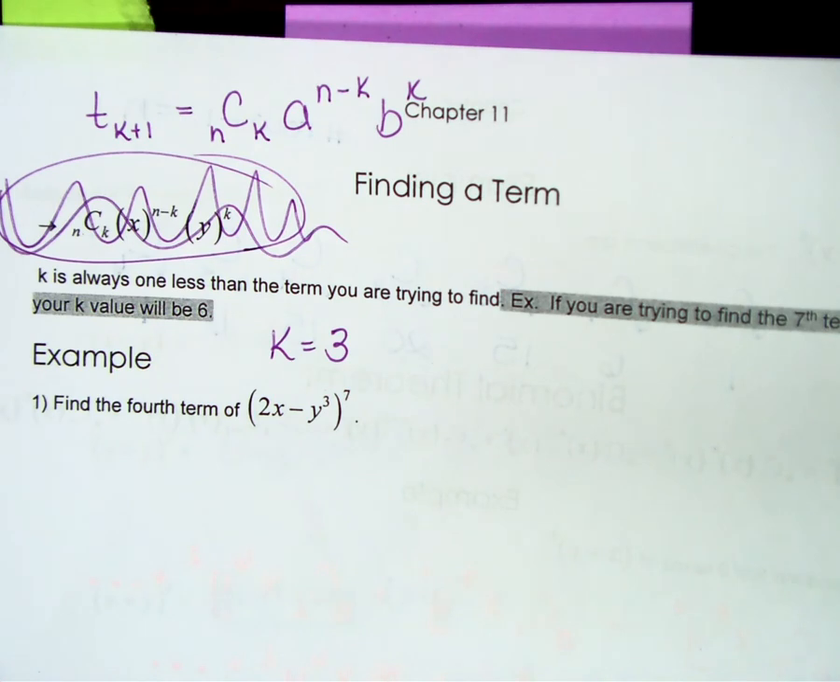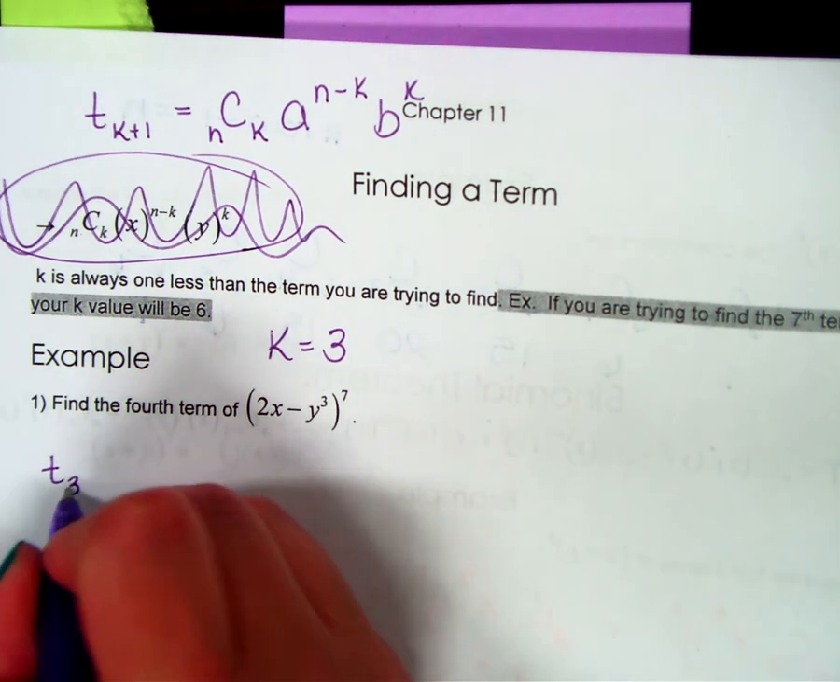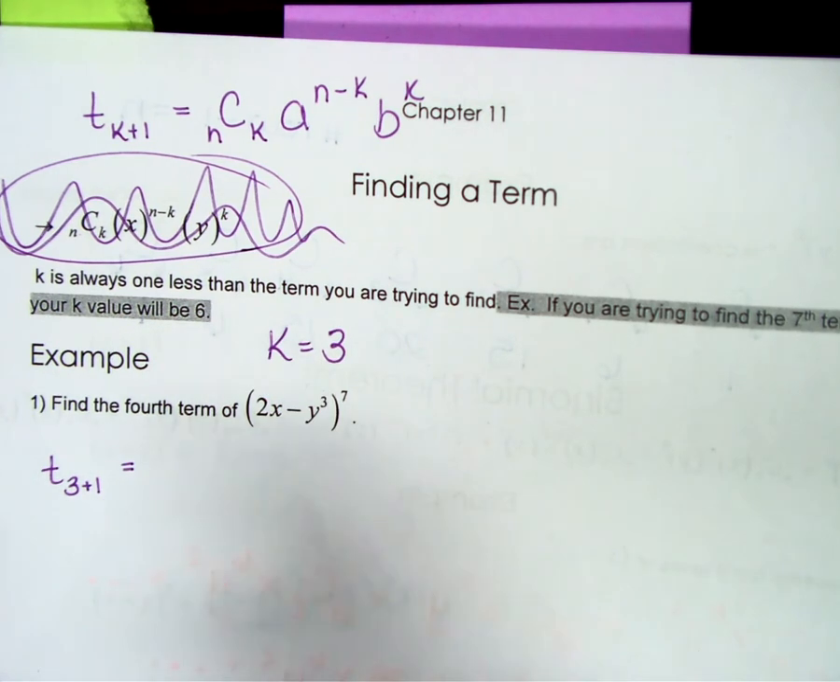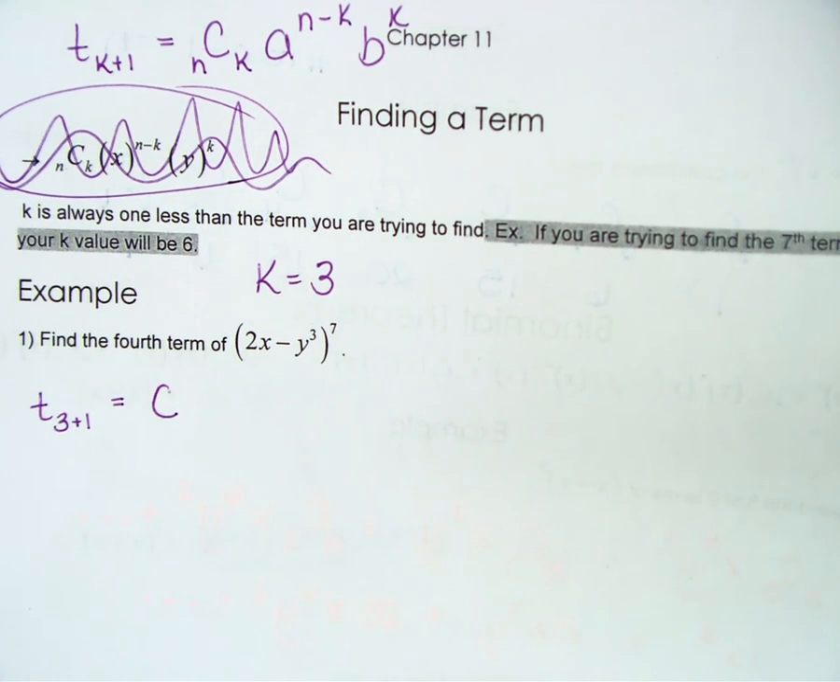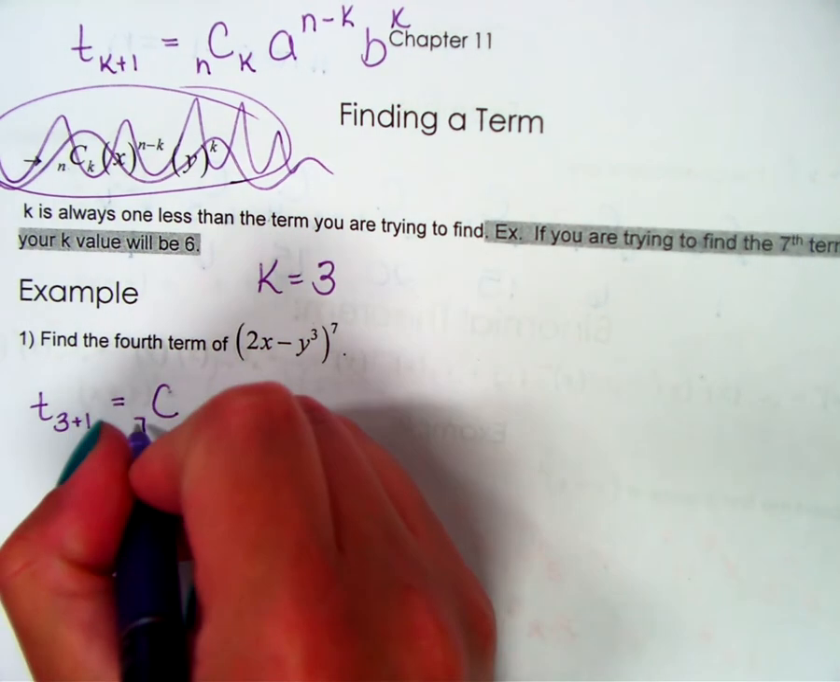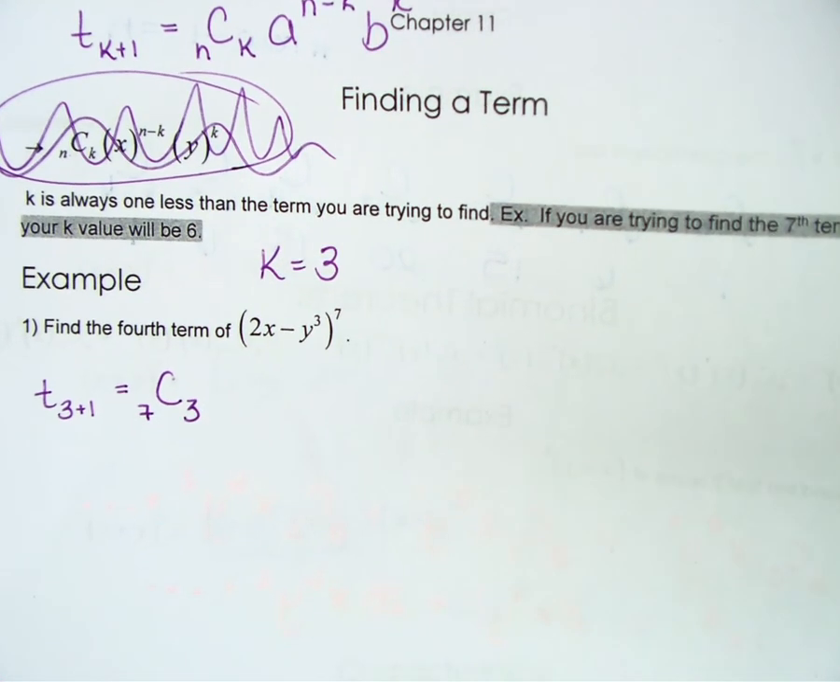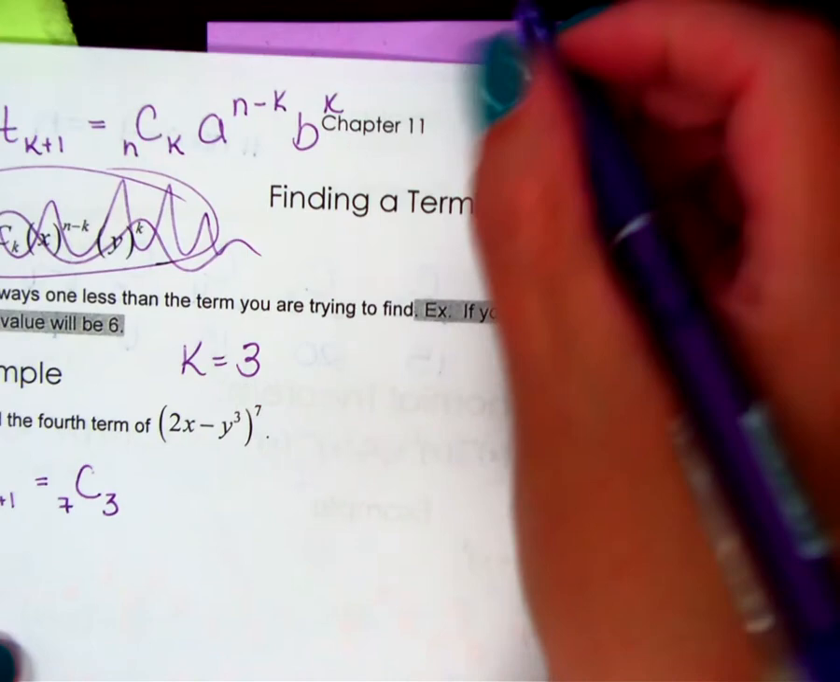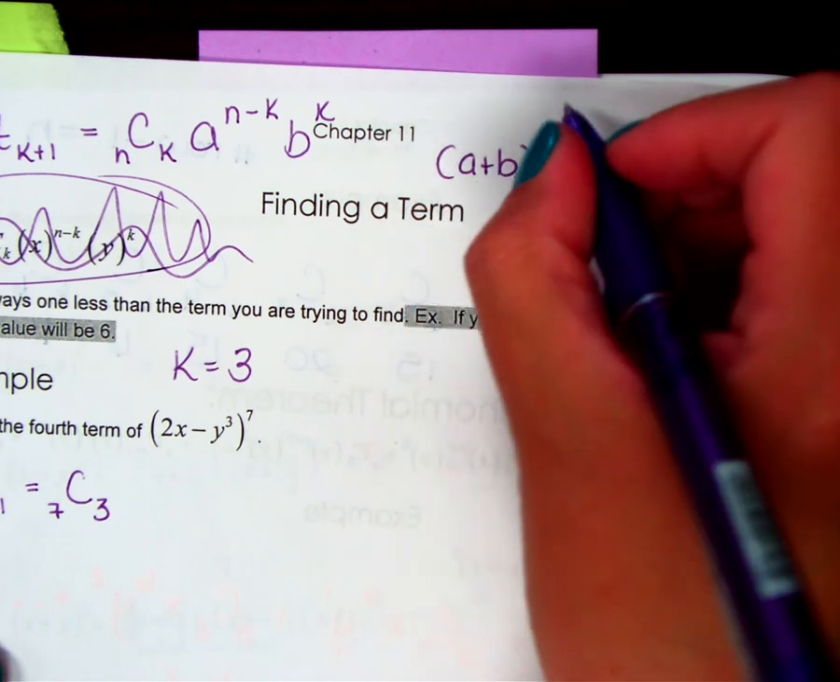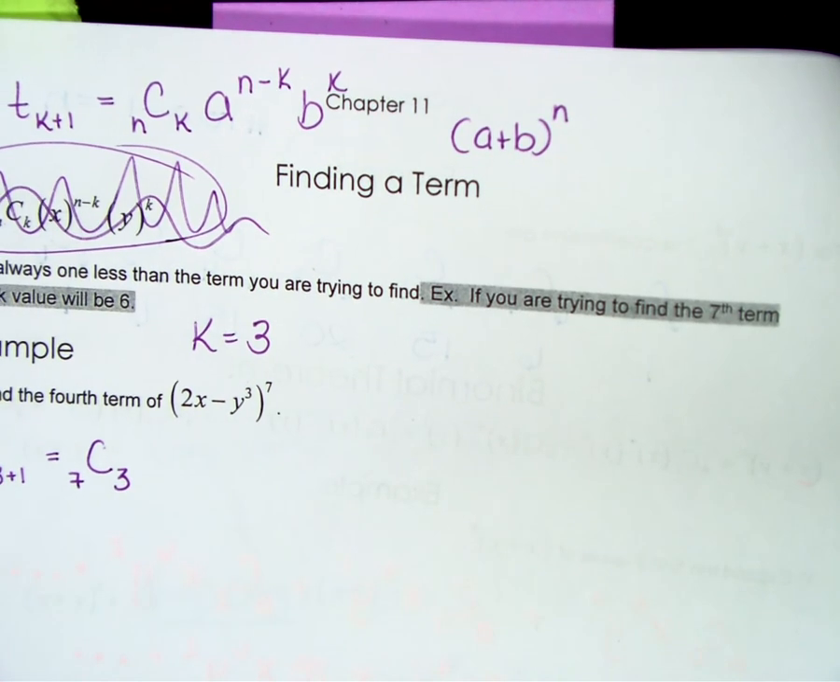Okay, so let's fill in what we know. We're going to find the term 3 plus 1. You could write 4 in there, but I don't want to miss any steps. What is the total number exponent? No, it's 8 terms, but my n is 7. So 7, and then we are looking for K, which is 3. We are looking for the fourth term. Does that help, Amber? Like your A is your X, and your B is your Y. Okay.